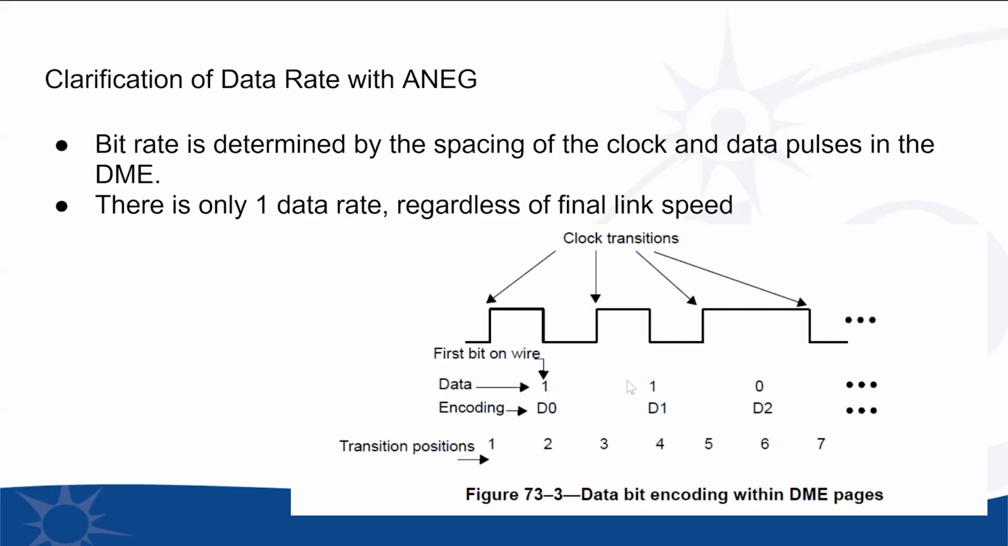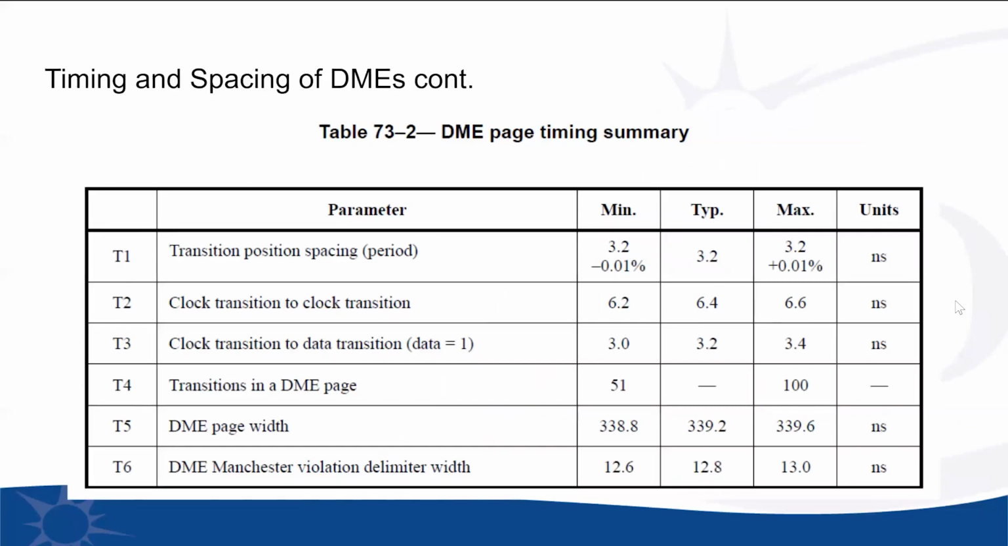So the picture was taken from the IEEE 802.3 standard from the 2018 version, and it shows a very, very small subset of that DME and how the clock pulses and the data pulses show up. So your clock transitions show that cadence of how frequently the clock and the timing is going to be sent. This table is also taken from the same portion of the standard, showing the transmission spacing and timing of all of those pieces.